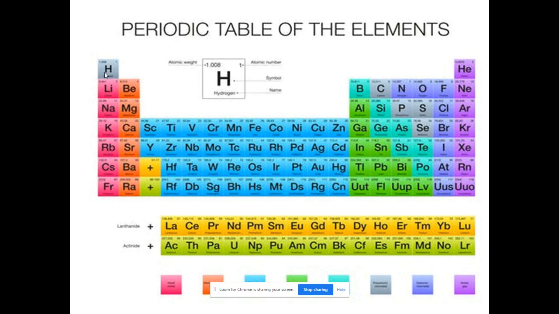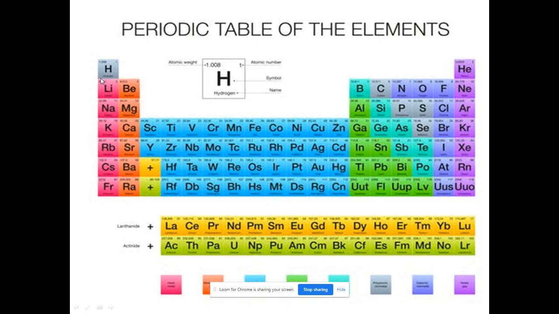The chemical elements are arranged in the order of increasing atomic number, that is the number of protons. The modern periodic table which you are looking at here has 18 vertical columns and 7 horizontal rows.